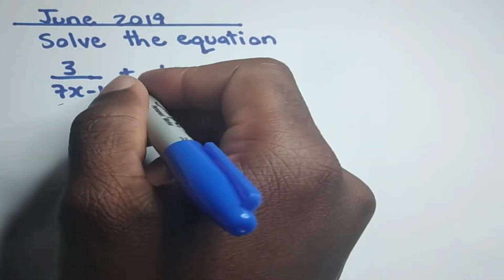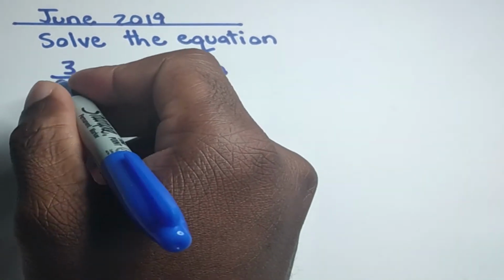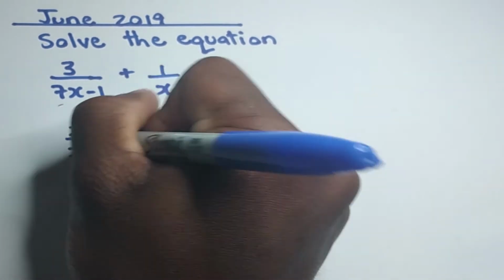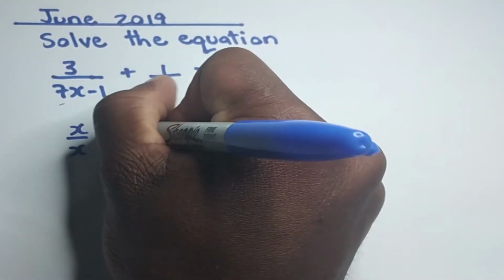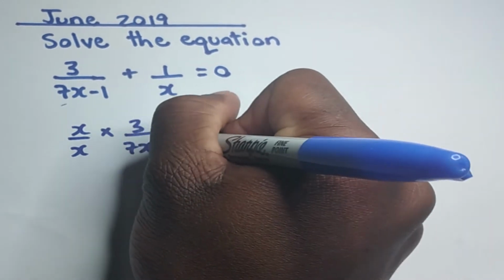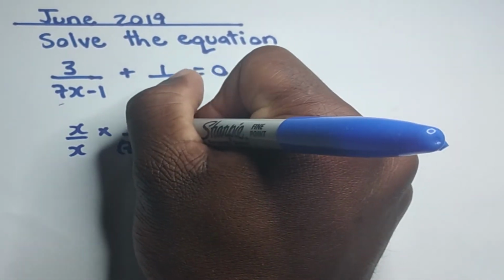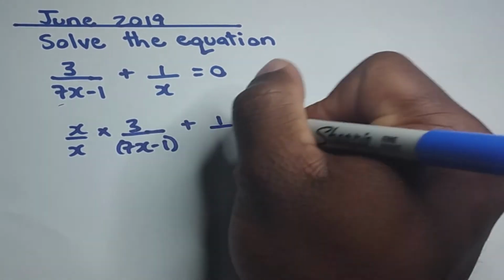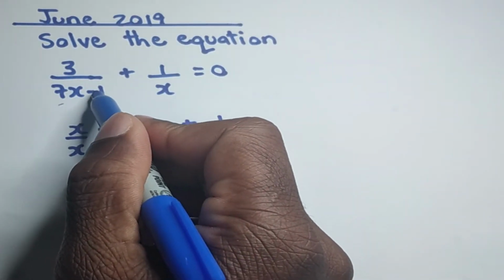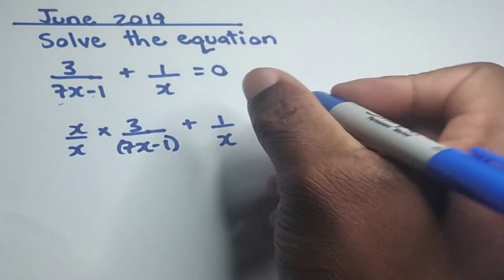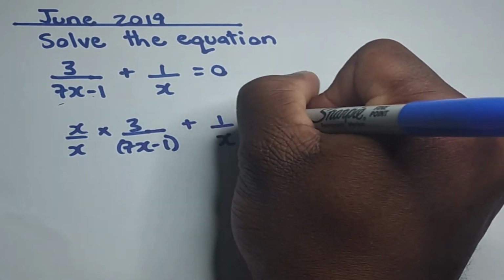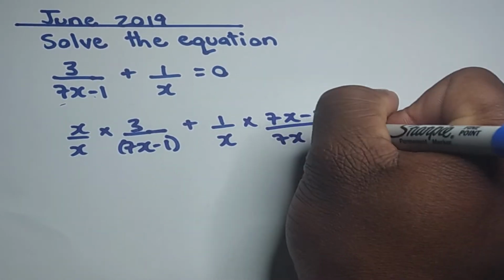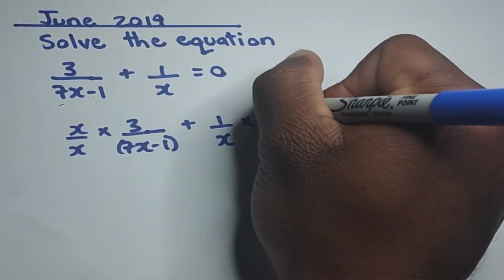So if we have x in this denominator, we can multiply over here by x over x. So we'll have x over x times this fraction here, which is 3 over 7x minus 1, plus 1 over x. And if we have 7x minus 1 in this denominator, we are going to multiply the 1 over x by 7x minus 1 over 7x minus 1, which I'll keep in bracket.